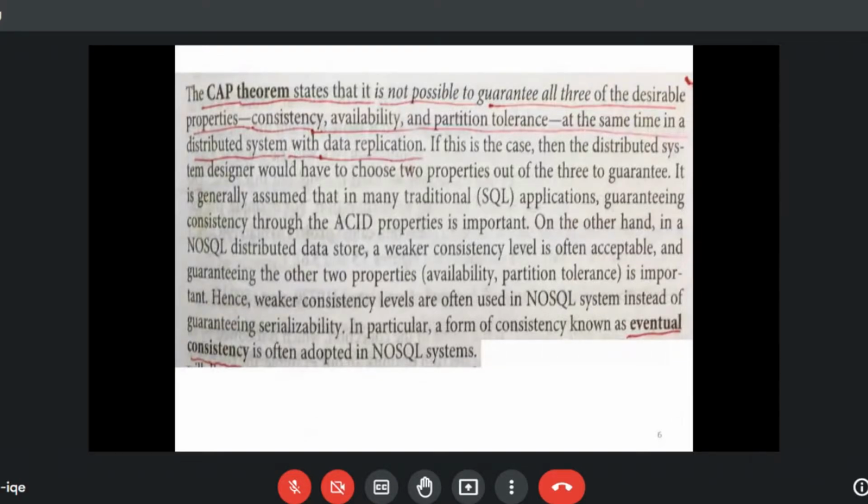Now this is the CAP theorem. The CAP theorem states that it is not possible to guarantee all three of the desirable properties: consistency, availability, and partition tolerance. Partition tolerance here means the ability to tolerate the partition. That means if the network is divided into parts, even then it should work or it should be available.